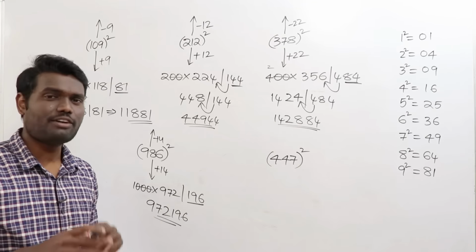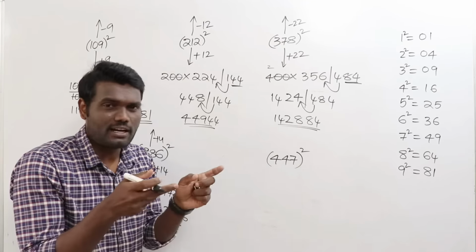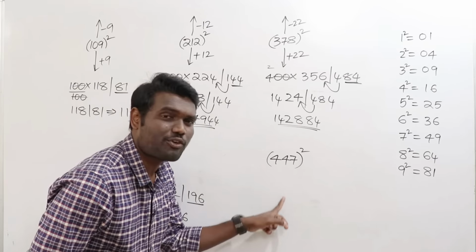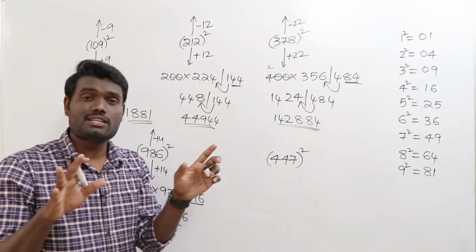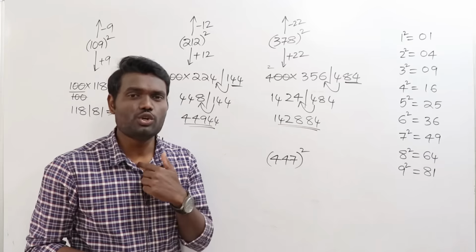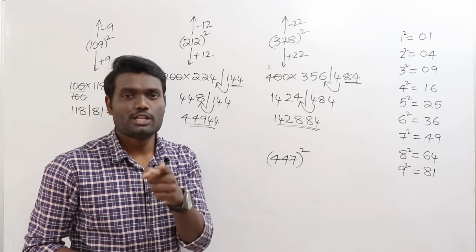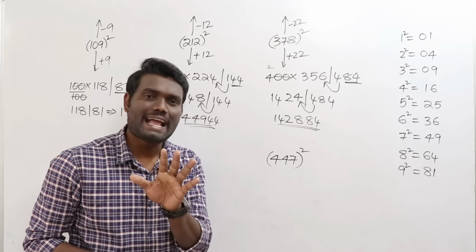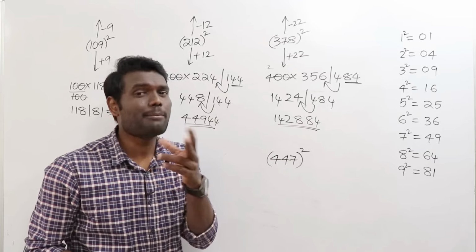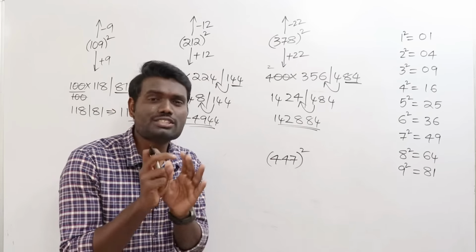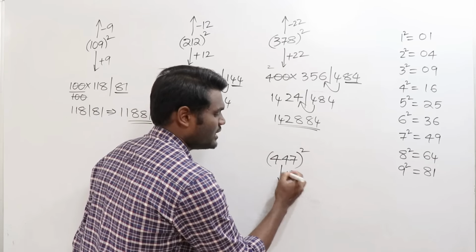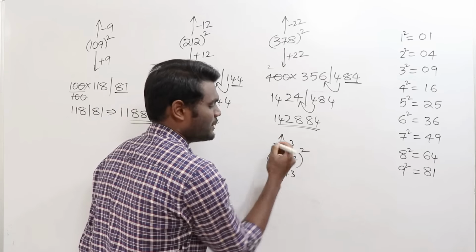Let us look at 447 whole square. Okay, now it's quite different. Look at this carefully. If I write 447 whole square as plus 47 minus 47, the calculation is going to be complicated. Why? Because if it is plus 47 minus 47, I need to know what is 47 square first. So I will not take it as plus 47 minus 47, I will take it as plus 3 minus 3, so that I become closer to 450. Okay, now look here, I will write it as plus 3 and minus 3.